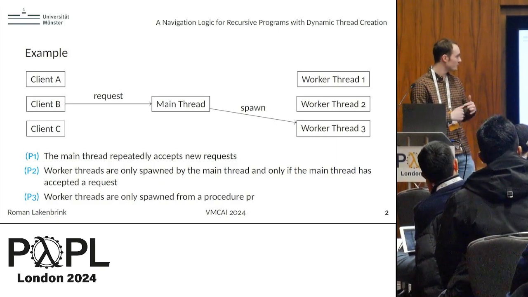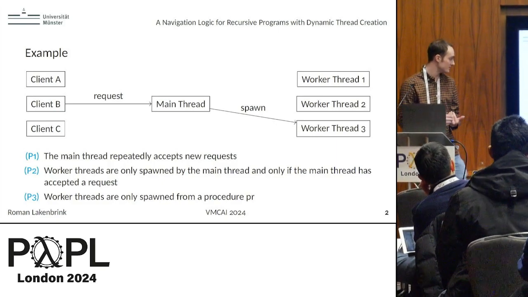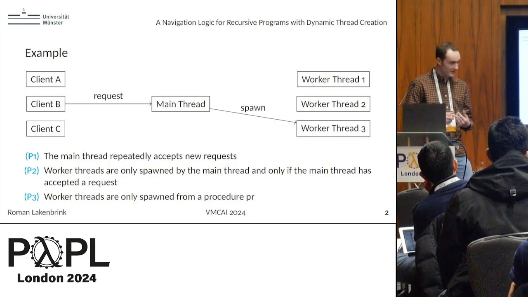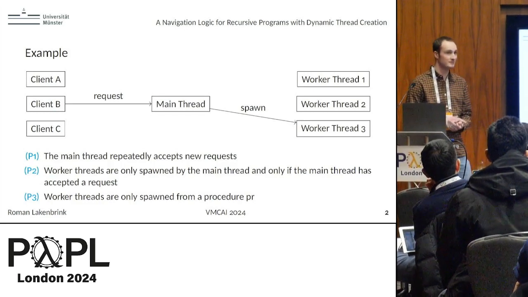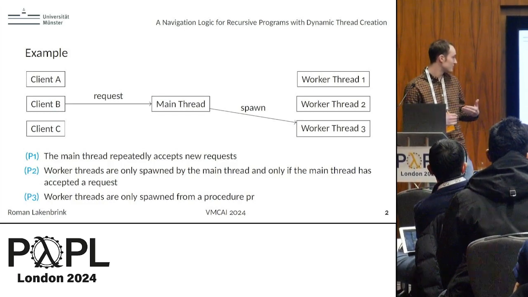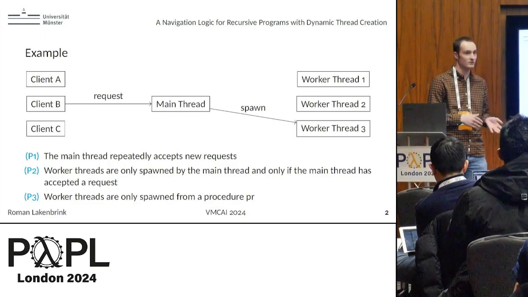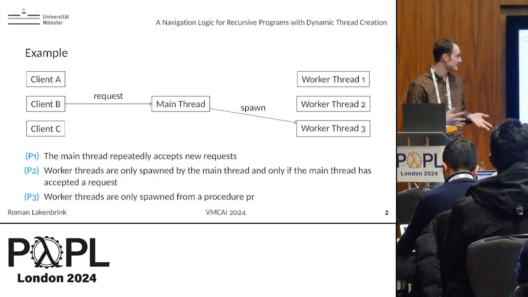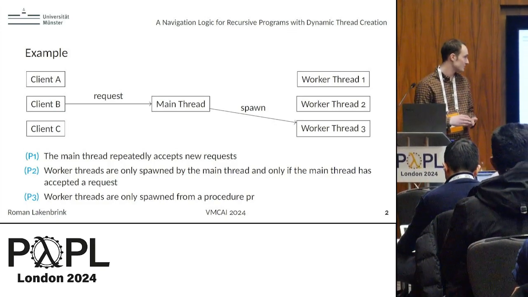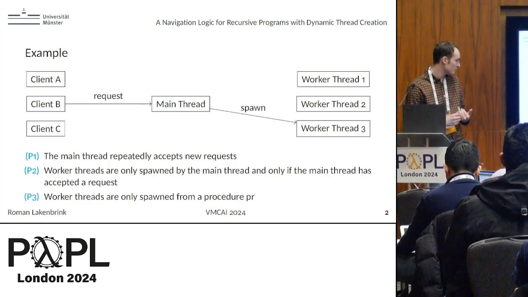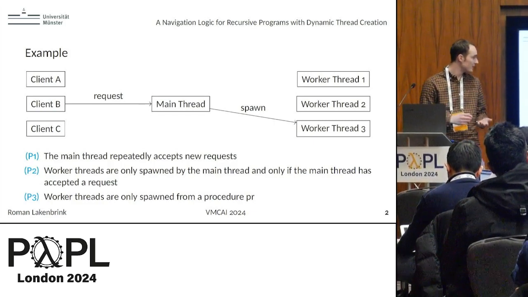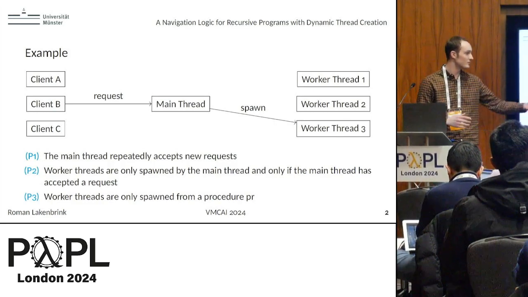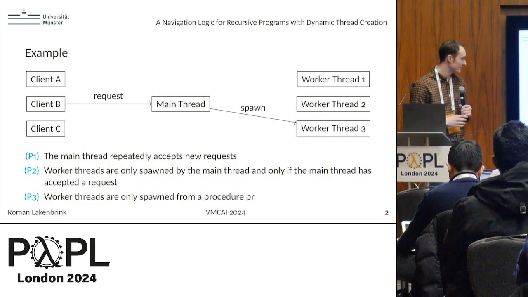In this scenario, we now want the system to satisfy the following properties, which I refer to as properties P1 to P3. First, the main thread should repeatedly accept new requests. Second, we want worker threads to be only spawned by the main thread and not, for example, by other worker threads. They should only be spawned if the main thread has accepted a request and not at any other time points. Third, we want worker threads to be only spawned if we are inside a certain procedure called PR, for example, because this procedure performs some bookkeeping about all threads that are currently active.